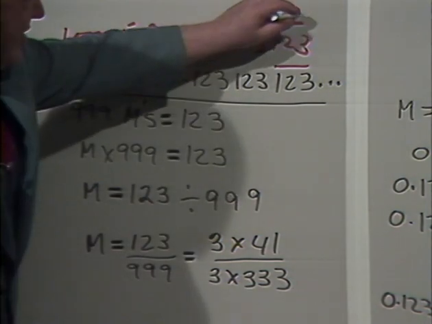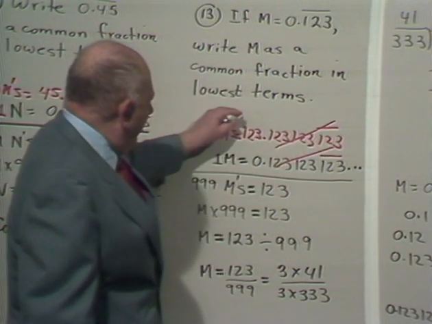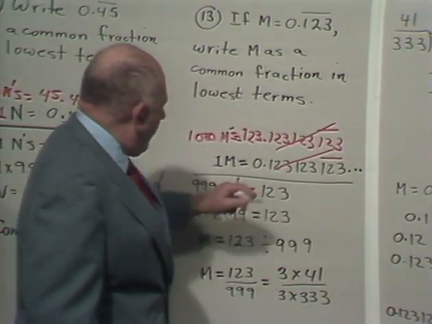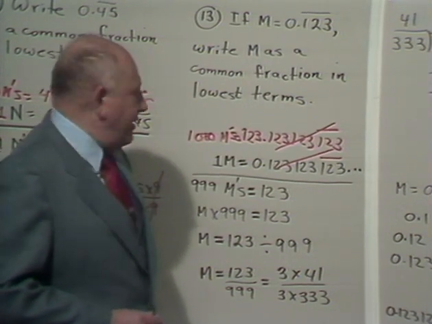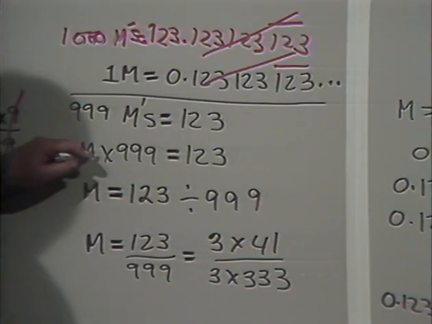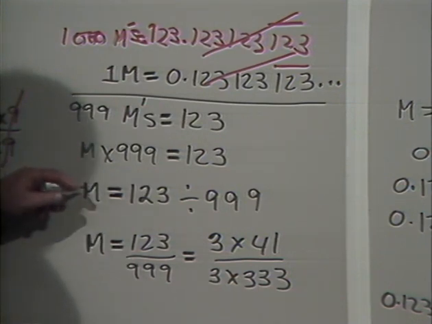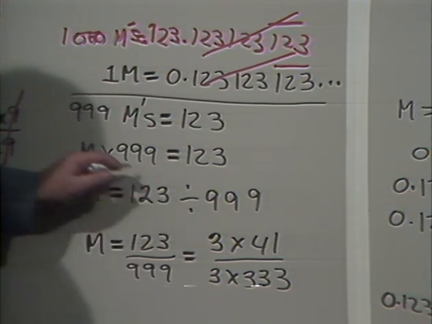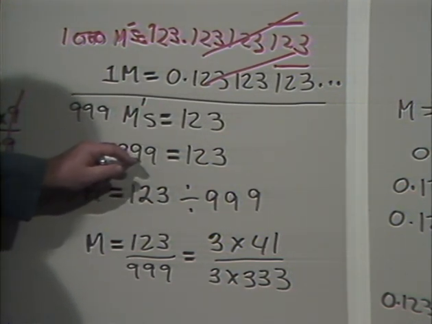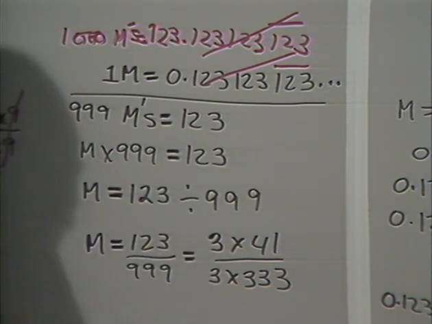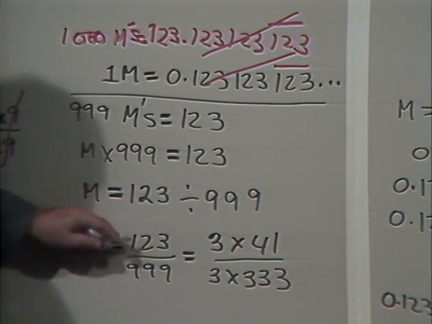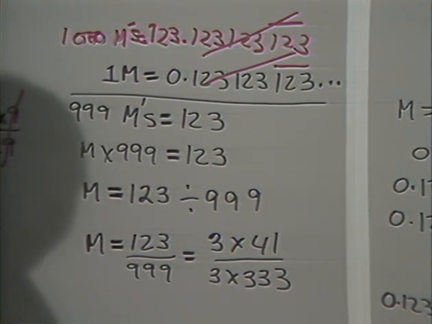Look at the decimal parts. They're the same. They cancel out when I subtract. So I'm left with the 123. 1 m from 1,000 m's is 999 m's. That's the same as m times 999. That's the same as saying m is 123 over 999. See, this says what? What number must you multiply by 999 to get 123? That's called 123 divided by 999. As a common fraction, that's written as 123 over 999.